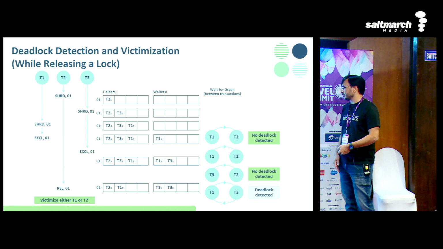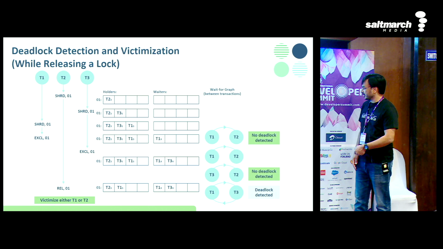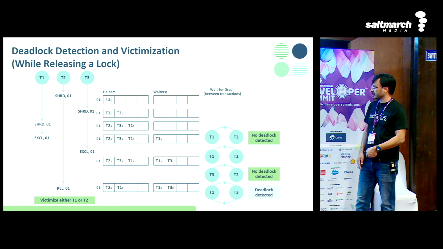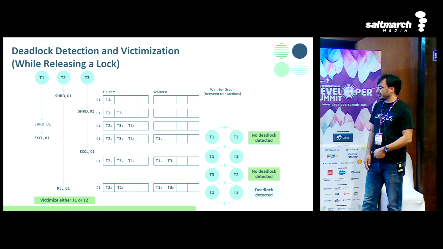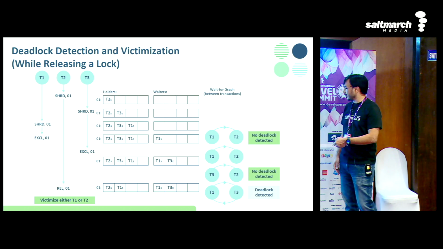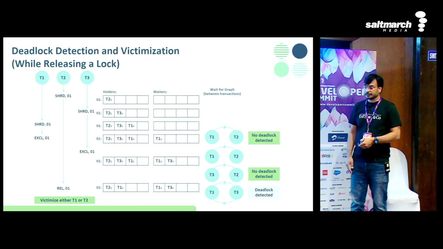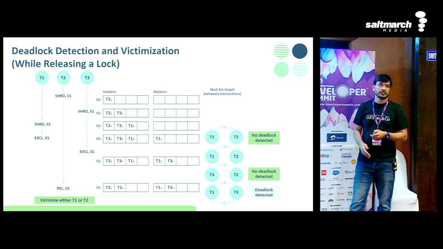Now when T2 comes in and releases the lock, T2 won't be there anymore. That means we need to update the wait-for graph and remove the T2 transaction from the graph. And T1 will end up waiting on T3 and T3 will end up waiting on T1. This is where we now have a deadlock and we need to victimize either T1 or T3. So this is what happens while releasing the lock and how we identify the deadlocks.